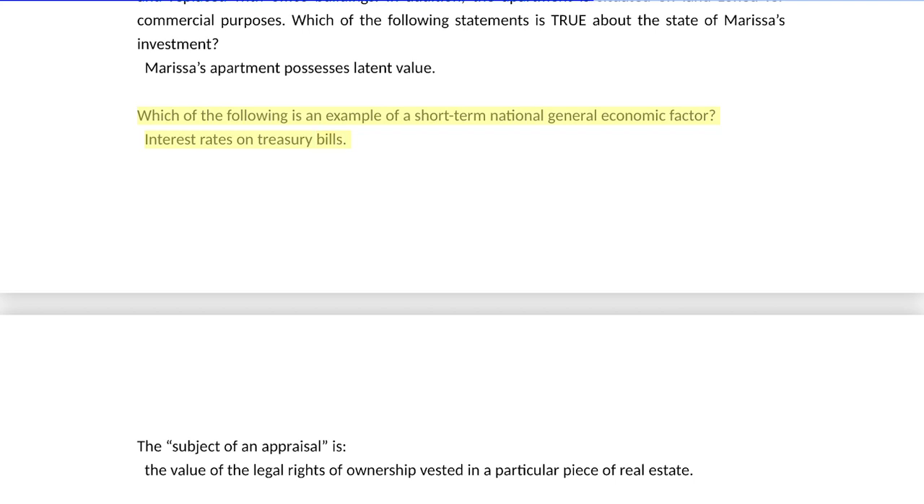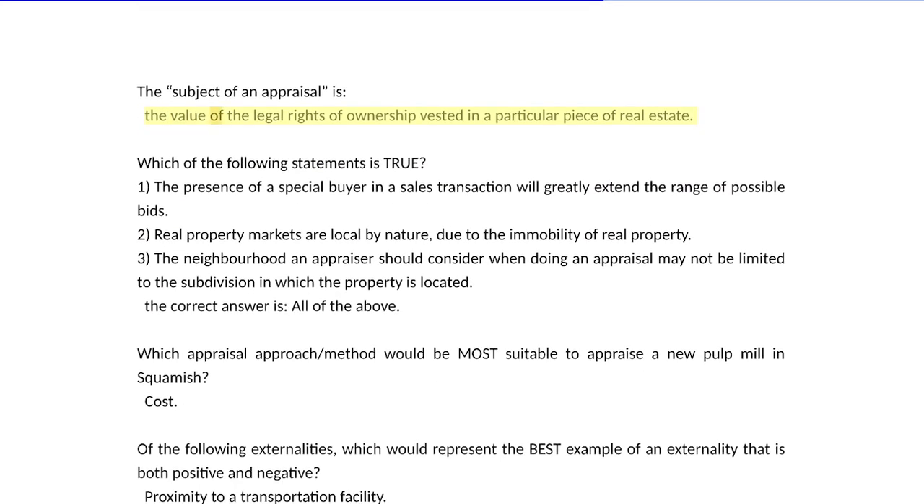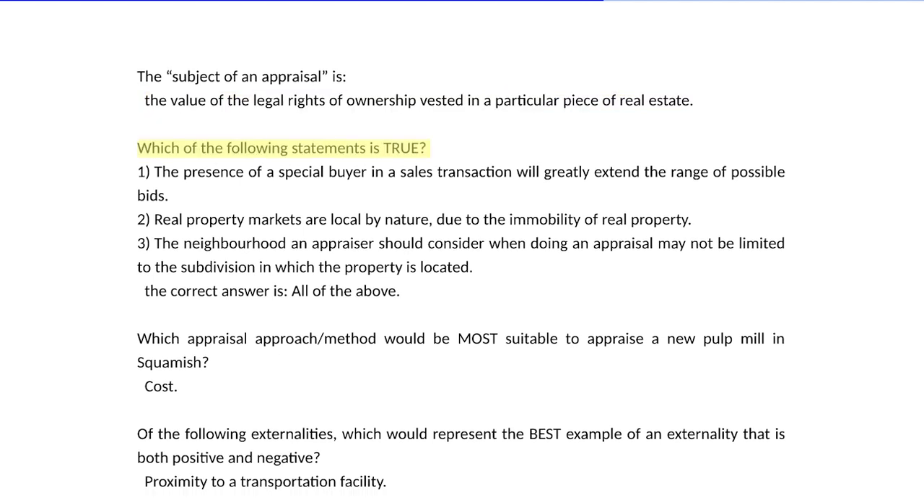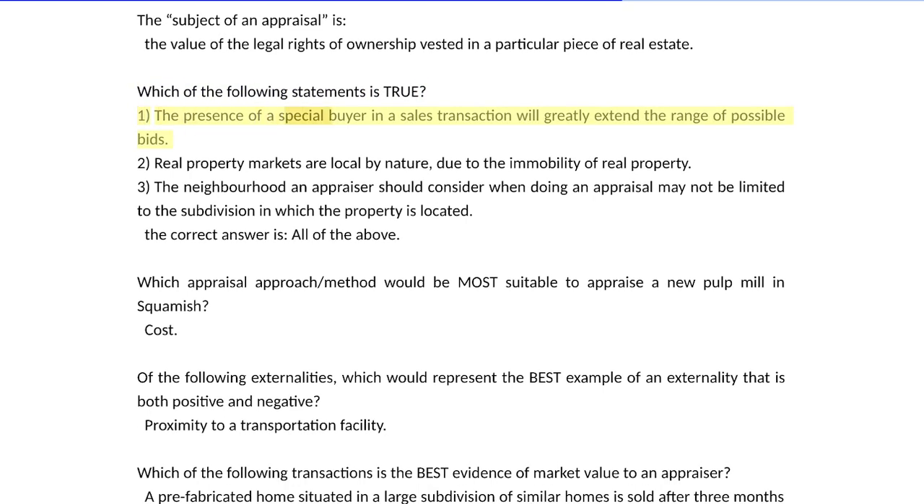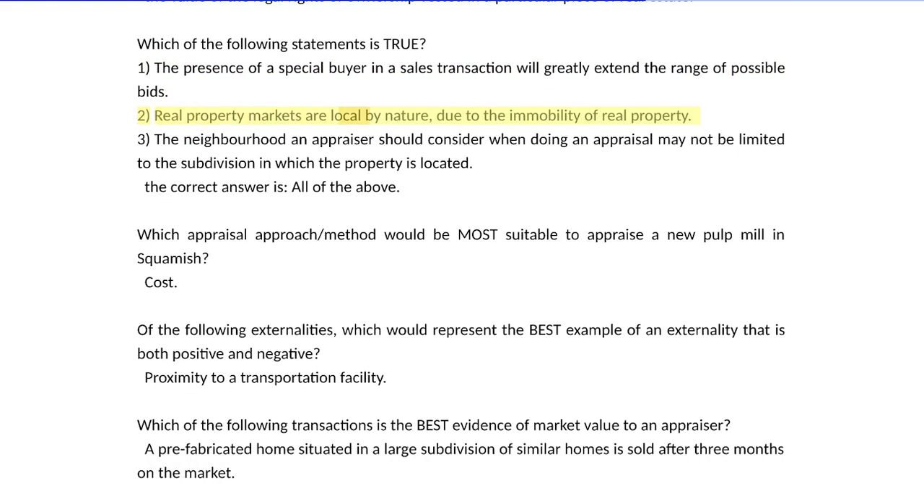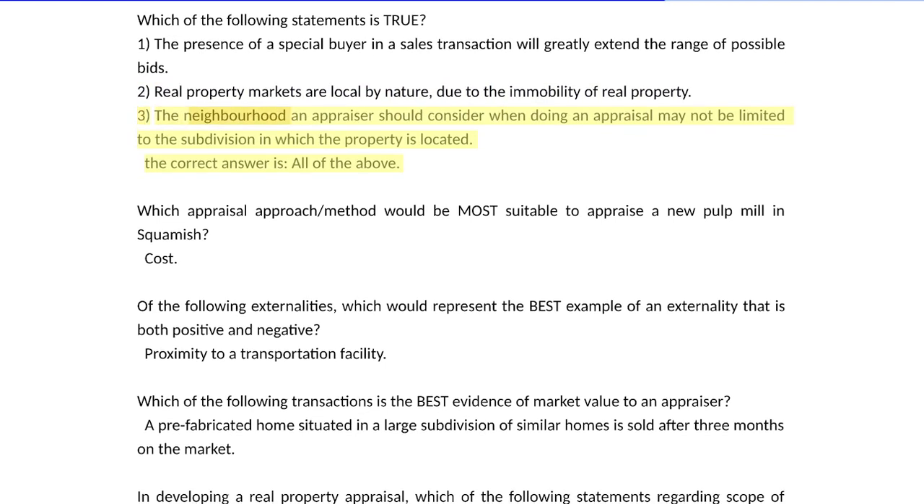The subject of an appraisal is the value of the legal rights of ownership vested in a particular piece of real estate. Which of the following statements is true? 1. The presence of a special buyer in a sales transaction will greatly extend the range of possible bids. 2. Real property markets are local by nature, due to the immobility of real property. 3. The neighborhood an appraiser should consider when doing an appraisal may not be limited to the subdivision in which the property is located. The correct answer is all of the above.